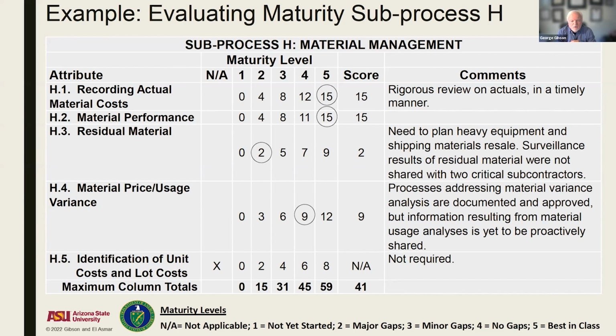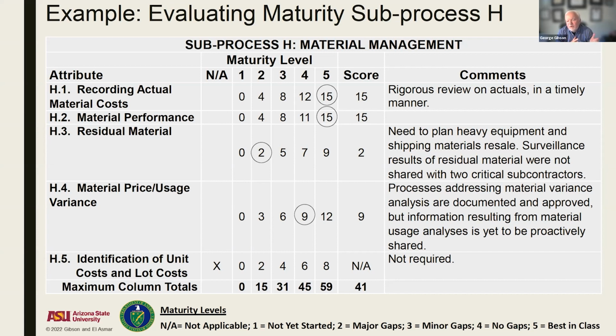You can see the 41 as the summation of the score column down at the bottom, and the 59 points as a summation of the level 5. Now, you also realize that we had a not applicable, so we really scored 41 out of 51 potential points on this particular sub-process, excuse me. So that kind of gives you an idea of how this scoring mechanism goes.